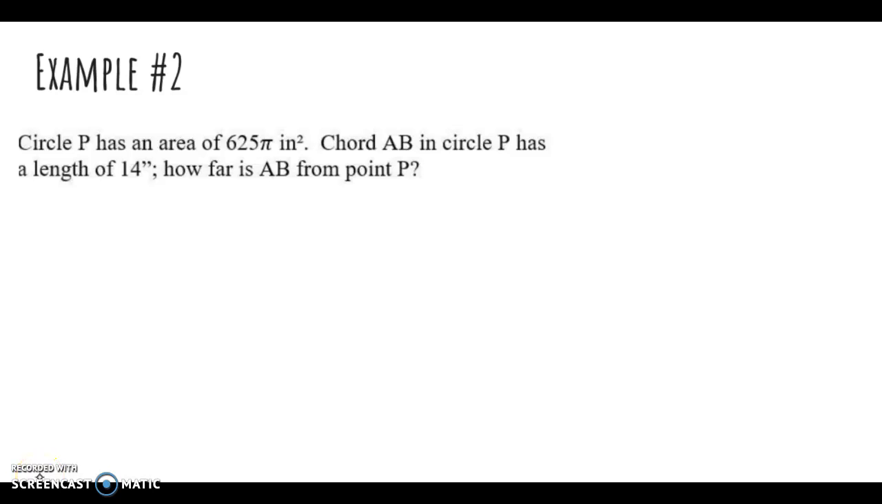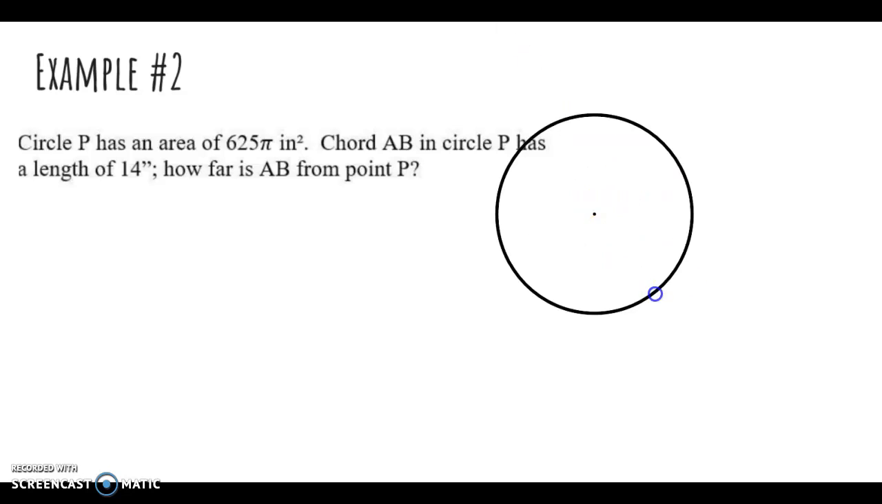Okay, in example 2, we have circle P that we know the area is 625 pi inches squared. Chord AB is in the circle P and has a length of 14 inches. And the question is, how far is AB from point P? All right, so first we're going to draw our circle.